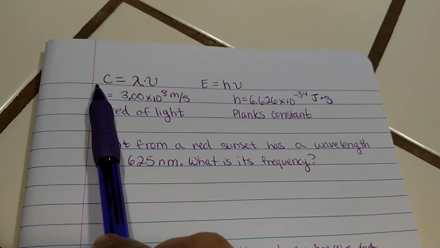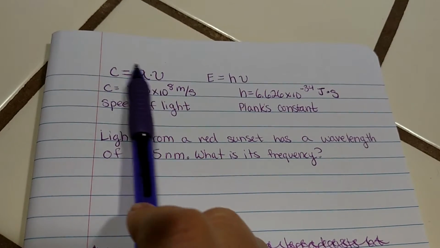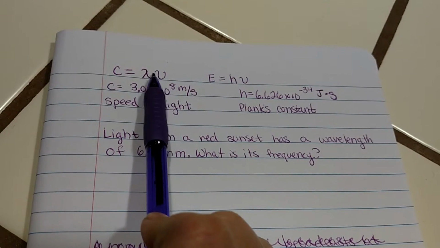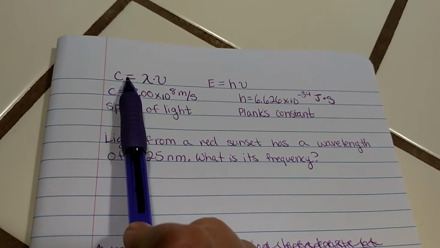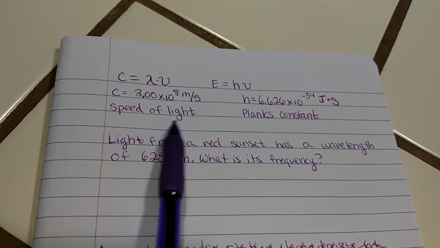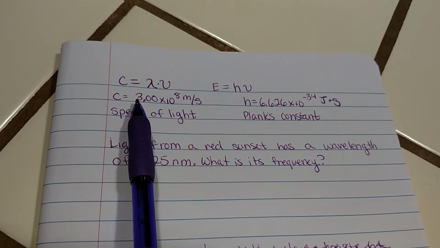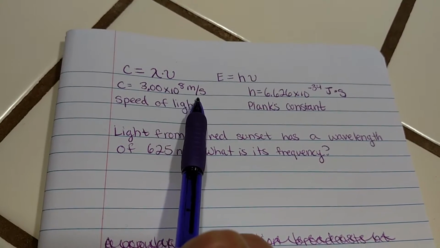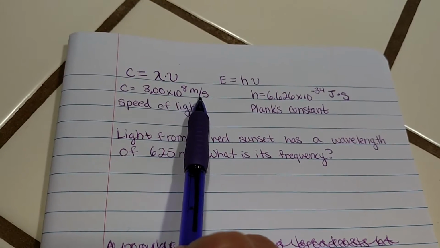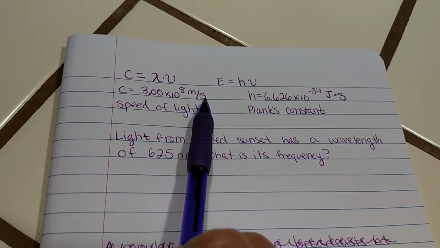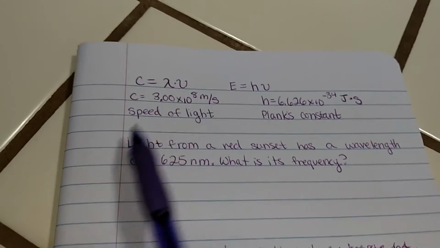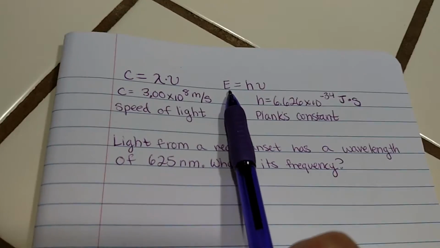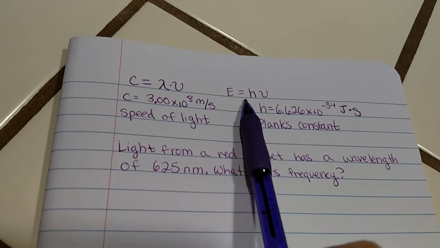So what you've discovered hopefully is that we have an equation that relates our wavelength, which is this Greek letter lambda, to frequency. And they're equal to the speed of light, which is a constant. So it's 3.00 times 10 to the 8th meters per second. That's how far light will travel in 1 second. It's kind of incredible.